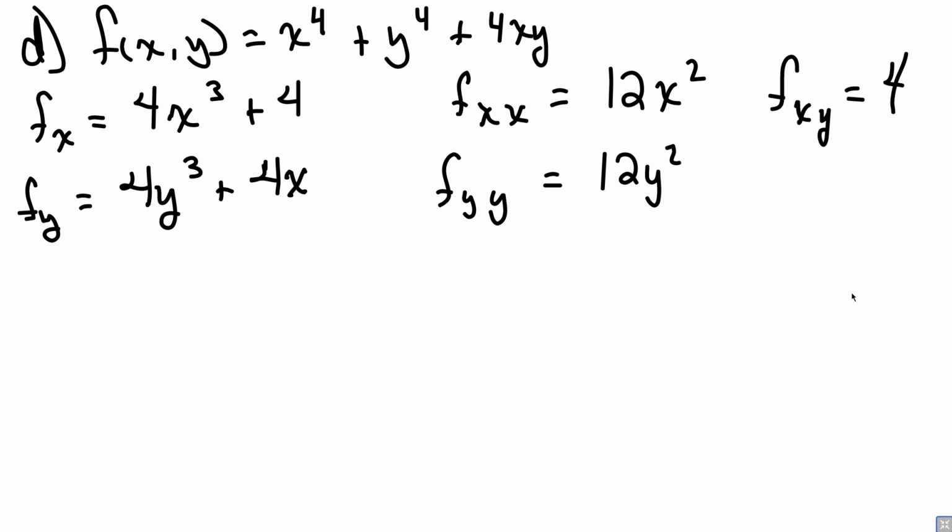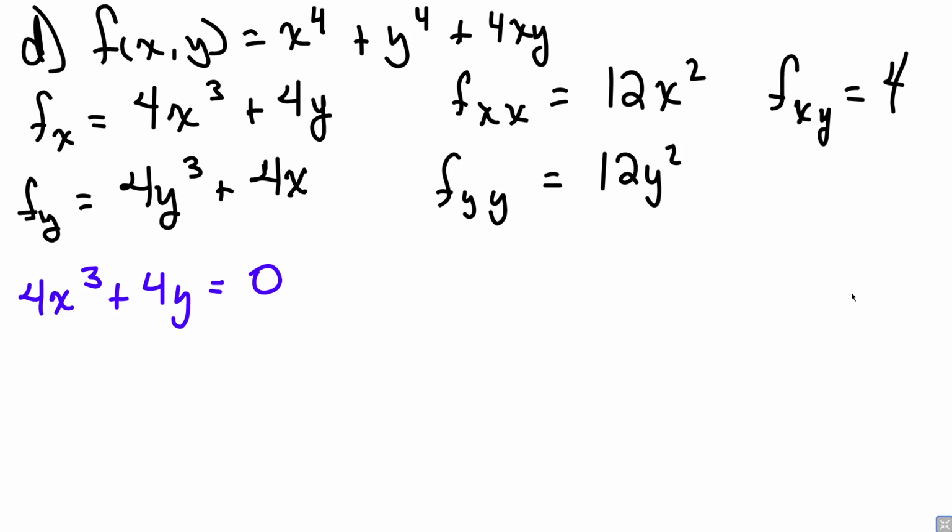What we're going to do now is set the partial with respect to x and the partial with respect to y equal to 0. Let's start with the partial with respect to x. Sorry, I left off a bit that I need there. So I'm going to have 4x cubed plus 4y is equal to 0.